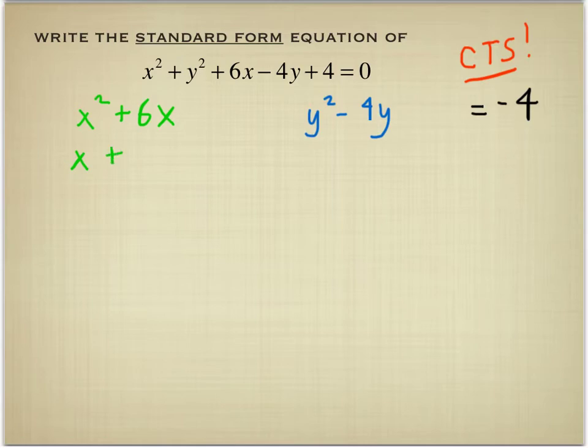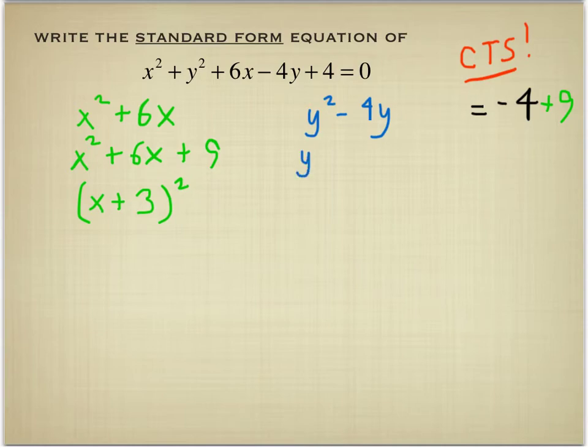So I'll have x squared plus 6x plus 9. Meanwhile, if I added 9 there, I better also add 9 over here, right? Okay, and whenever I do that, that should give me a perfect square, and sure enough it does here too. This is going to be x plus 3 squared. Get back to my pen color here.